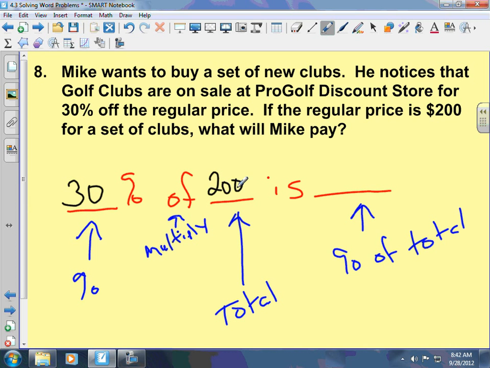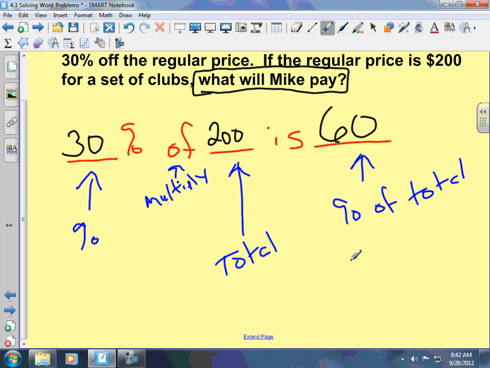That equals 60. So now I look back up here and I see, what will Mike pay? It's not asking for the discount, it wants to know what he'll pay. So 60 is not your answer. That's how much he's going to save. So if he's going to pay 200, but he saves 60, I subtract. 200 minus 60 is 140. That is your answer, $140.